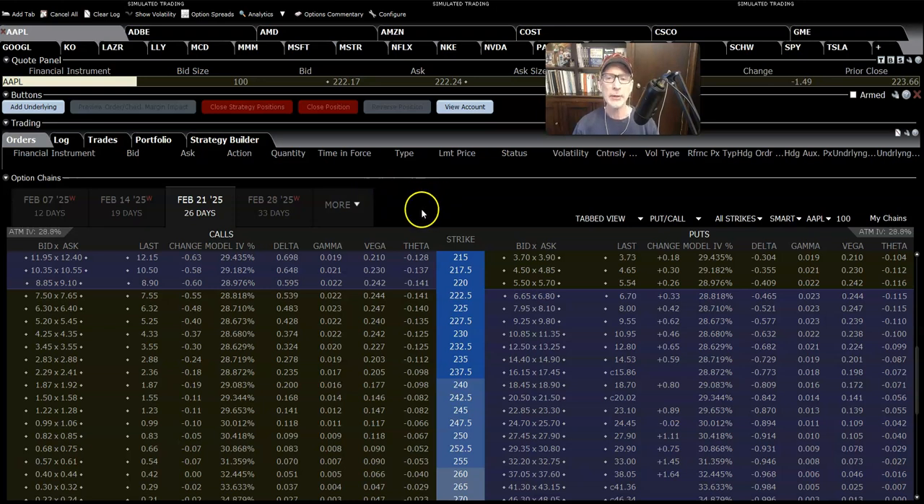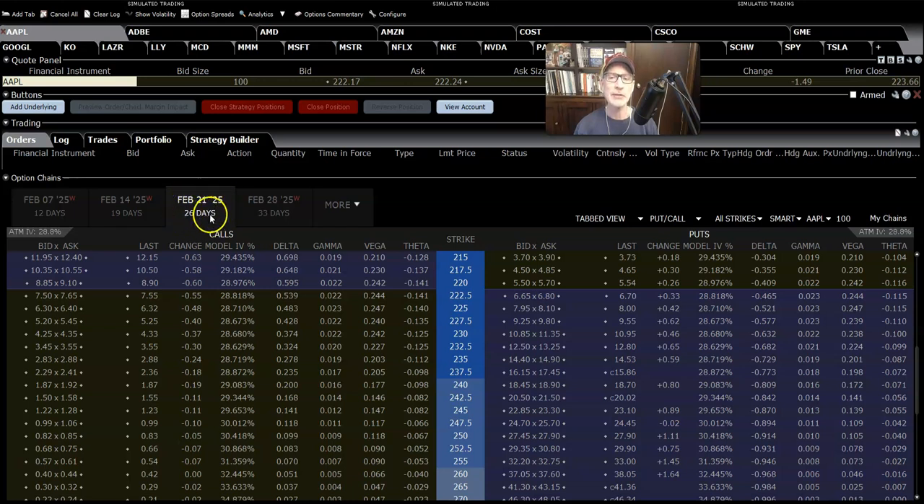So let's take a look here. Let's just assume you're bullish on Apple. You think it's going to go higher in the future. How do you choose a call option? All right. So for now, we're going to choose the next regular monthly expiration for Apple, which is February 21st, 2025.